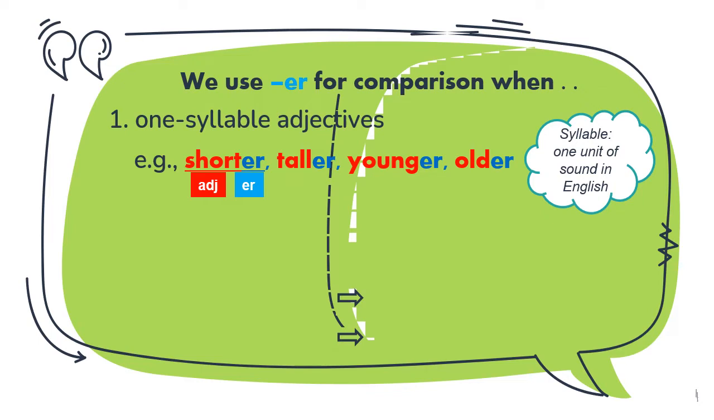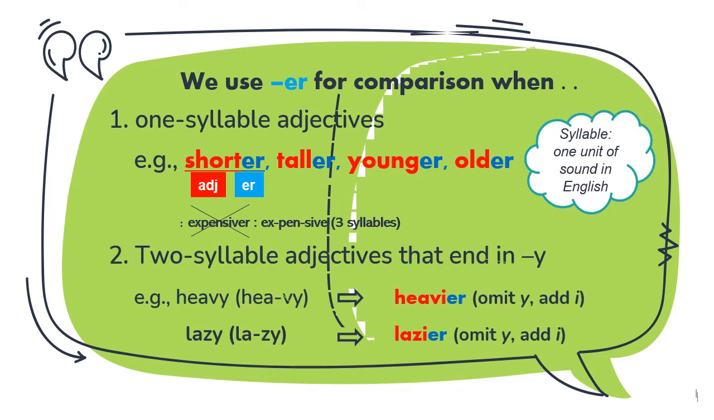Remember that a syllable is one unit of sound in English. So the adjective short has only one syllable, which is short. That is why we use -er with that adjective. In another example, can I say expensiver for expensive? No, you cannot, because expensive consists of three syllables: ex, pen, and sive.